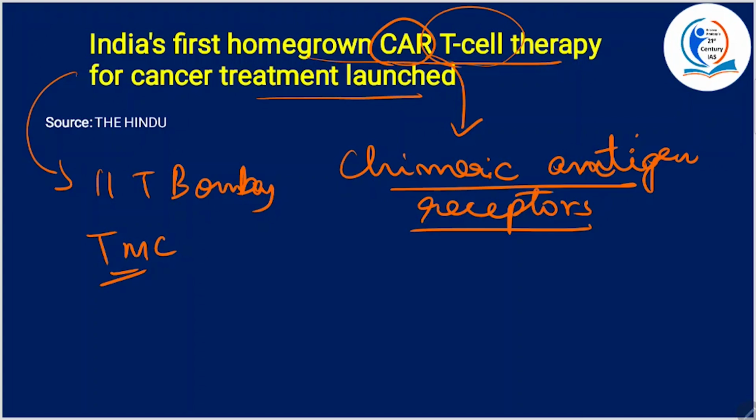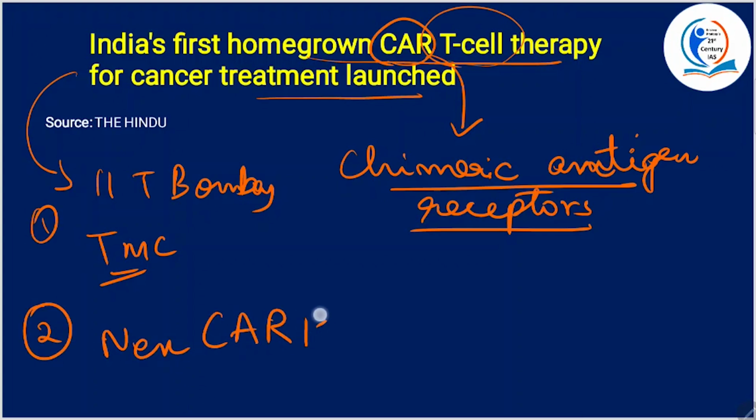And this CAR T cell therapy will help in curing different types of cancers. And what is the name of this therapy? It is NexCAR19 CAR T cell therapy. And it is the country's first made in India CAR T cell therapy, which will significantly bring down the cost of cancer treatment. Now, what are these T cells?